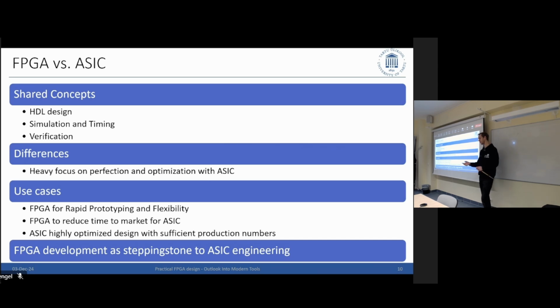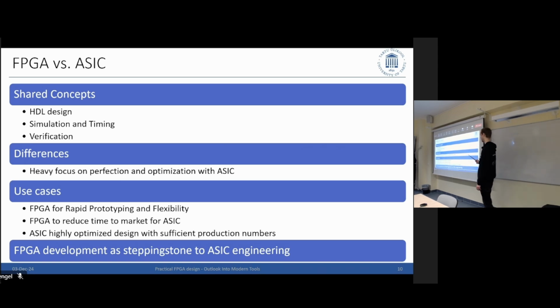You have, instead of FPGA logic, silicon level simulation, and also the verification is done in a similar way. So you have the similar steps. So you look at place and route, timing, and all these kind of things. But the big difference is that for an ASIC design, it needs to be perfect and optimized. Well, it does not have to be necessarily optimized, but why are you doing an ASIC when you're not optimizing?